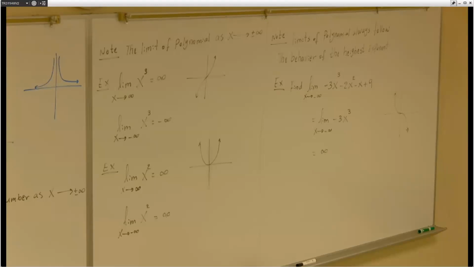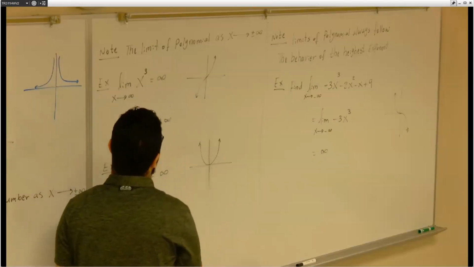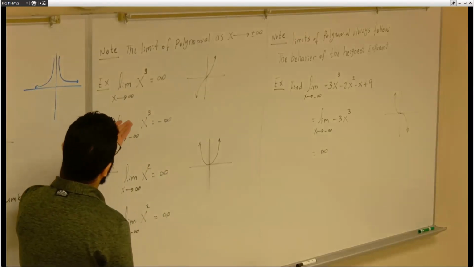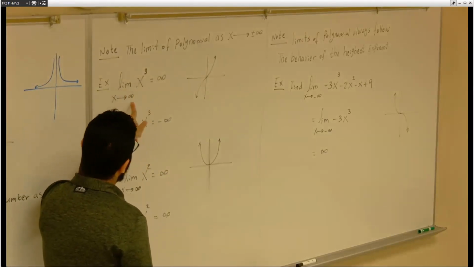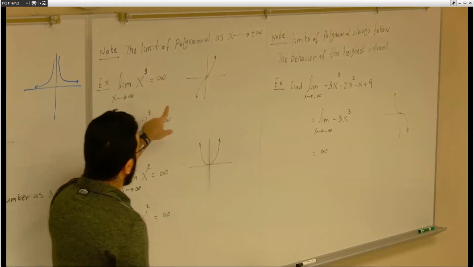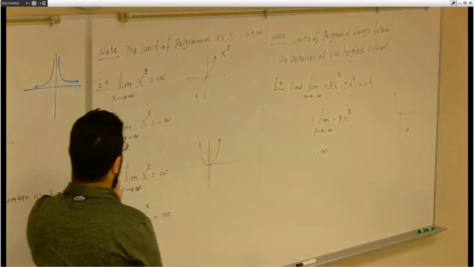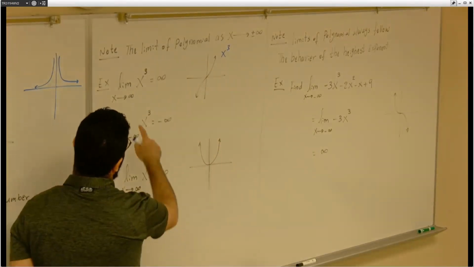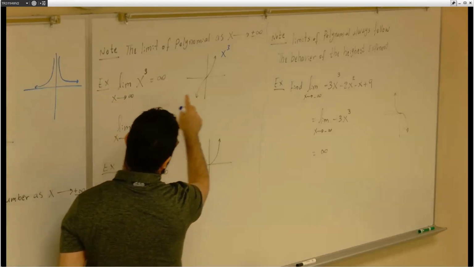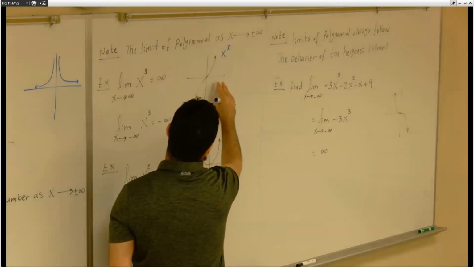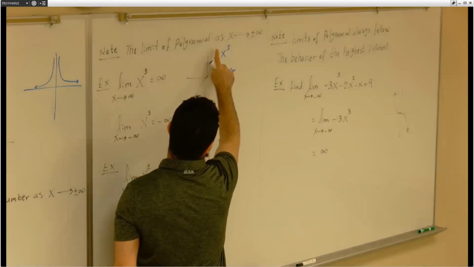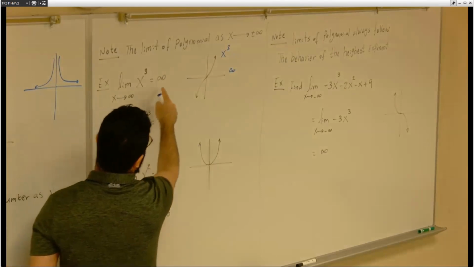Here's another one: the limit of a polynomial as x approaches positive or negative infinity. Like this example: the limit when x approaches infinity of x cubed. We already know the graph of x cubed, as a basic or parent function. As x approaches infinity, we're going to work on this side. Check where the limit goes: it goes to positive infinity. That means the result is positive infinity.